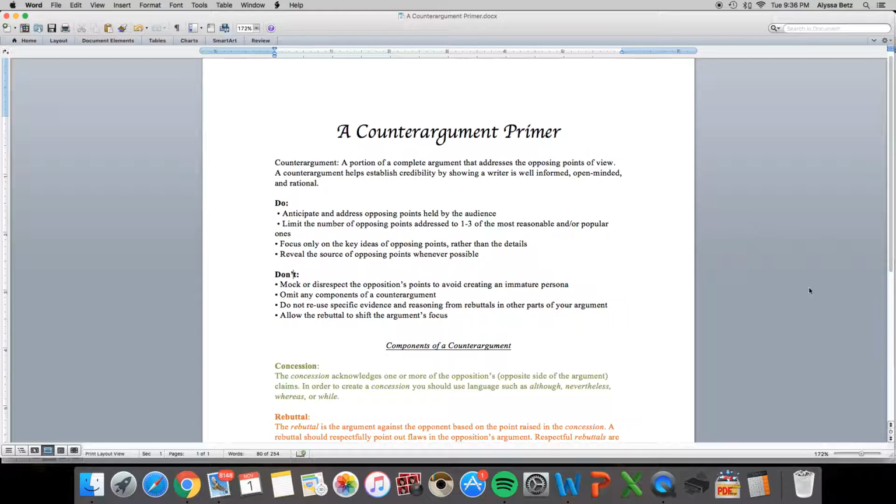In eBackpack, I've provided some resources for you that give you a definition of what a counter argument is. It gives you some do's and some don'ts that you should consider, and it also gives you the components of a strong counter argument. So there'll be 3 pieces that we're looking at today.